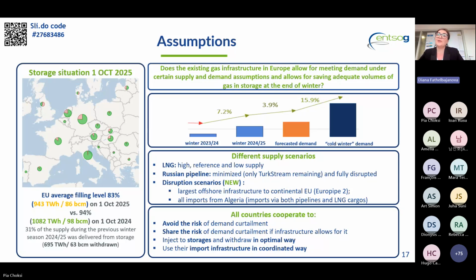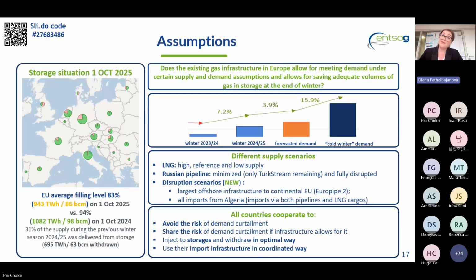And in addition, we added 2 more disruption scenarios. The first considers disruption of the largest offshore infrastructure in Europe. And the second looks at the disruption of all imports from Algeria. Those are essentially stress tests. They show how the system would respond in extreme situations and highlight the flexibility of the gas infrastructure.